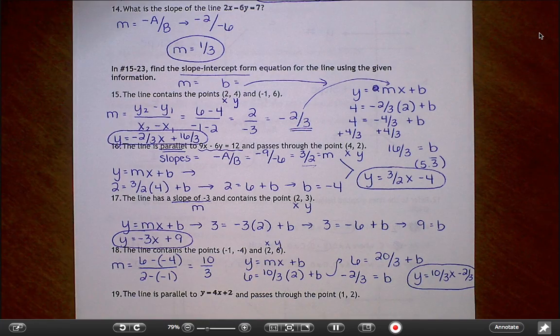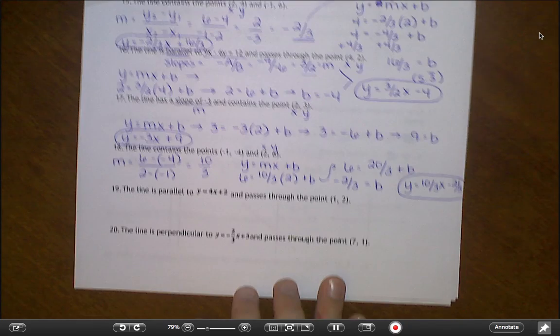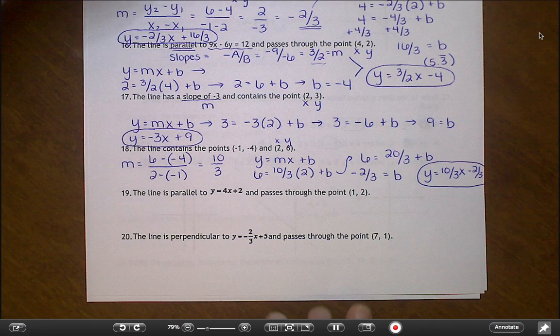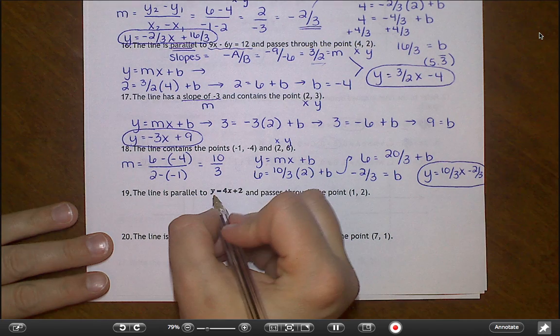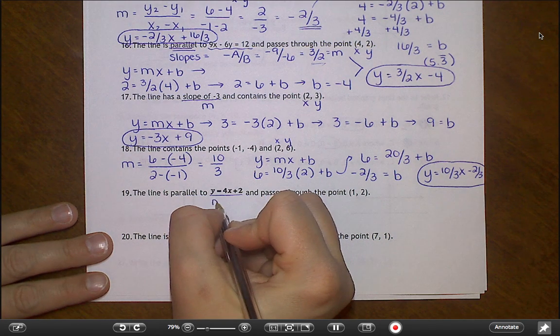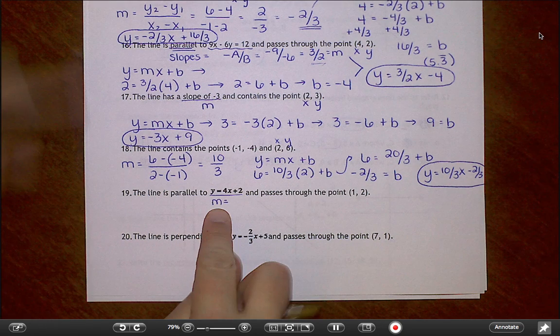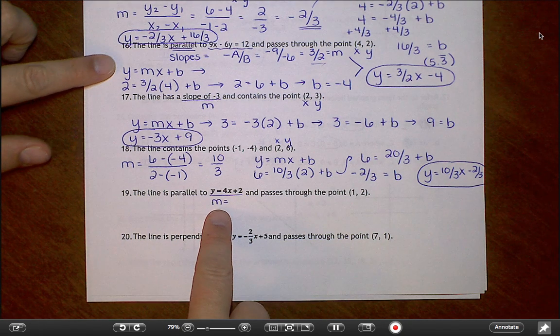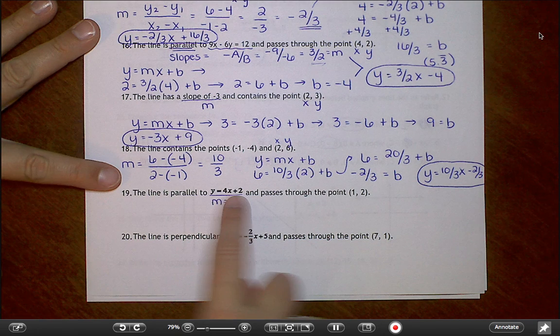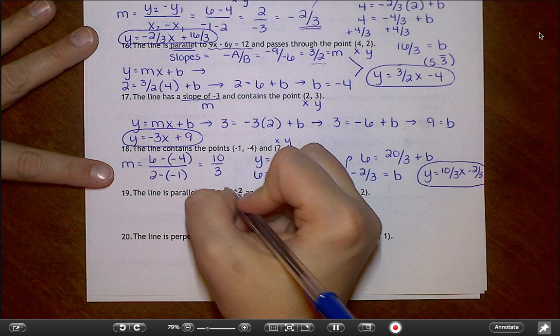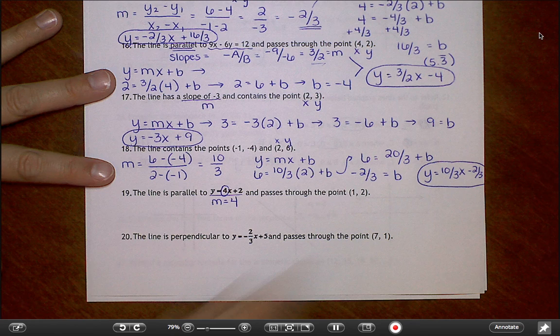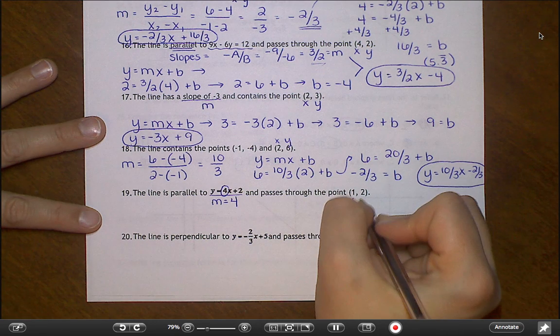Okay. 19 is similar to 16, not exactly the same, but similar. We know the line is parallel to this, which means this is where I'm going to get my m value. Now, unlike number 16, I don't have to use that negative a over b thing because I'm in slope-intercept form. So I can just grab that number right there, and my slope is a 4. Here's my x and y.